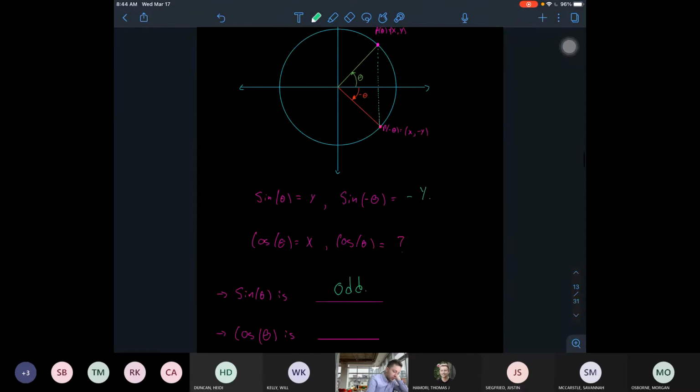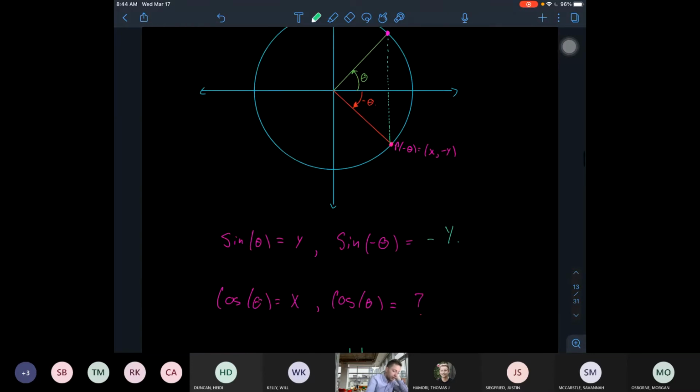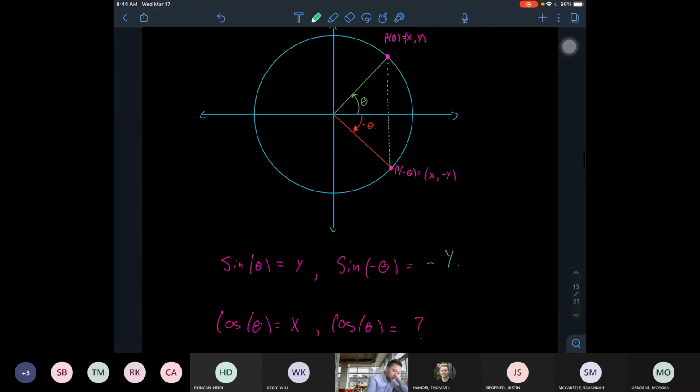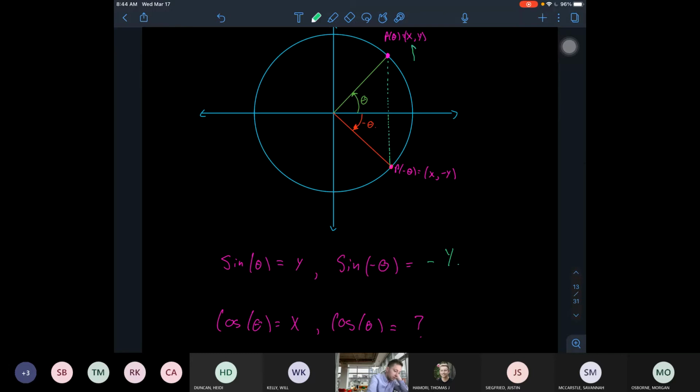Now, how about cosine? If I consider cosine of theta, cosine is going to give me the x coordinate. So if I measure my angle theta and get cosine theta, it gives me the x coordinate of that point, P of theta.